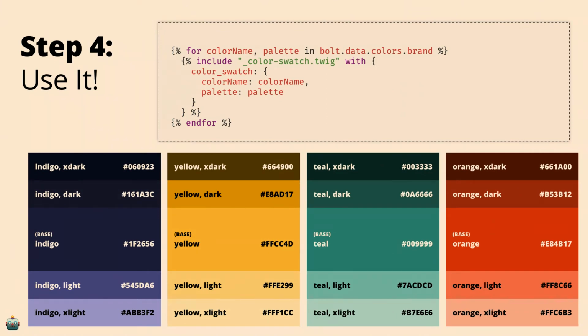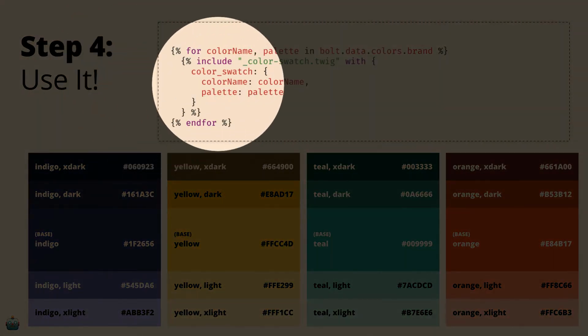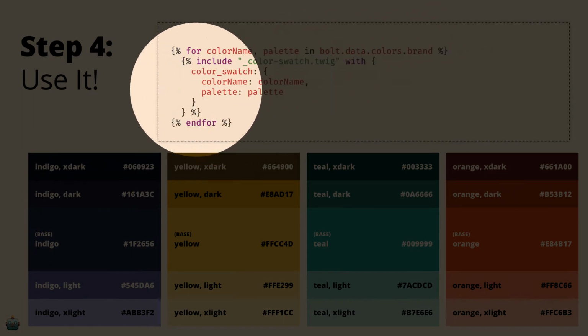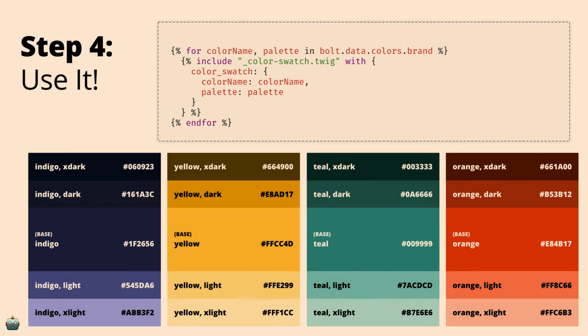We can have a color palette that is always up to date, never obsolete. It always reflects whatever the colors actually are, automatically. So for this, we are looping through all of our color palette data, passing it along to our color swatch template, and then rendering our always up-to-date color palette.